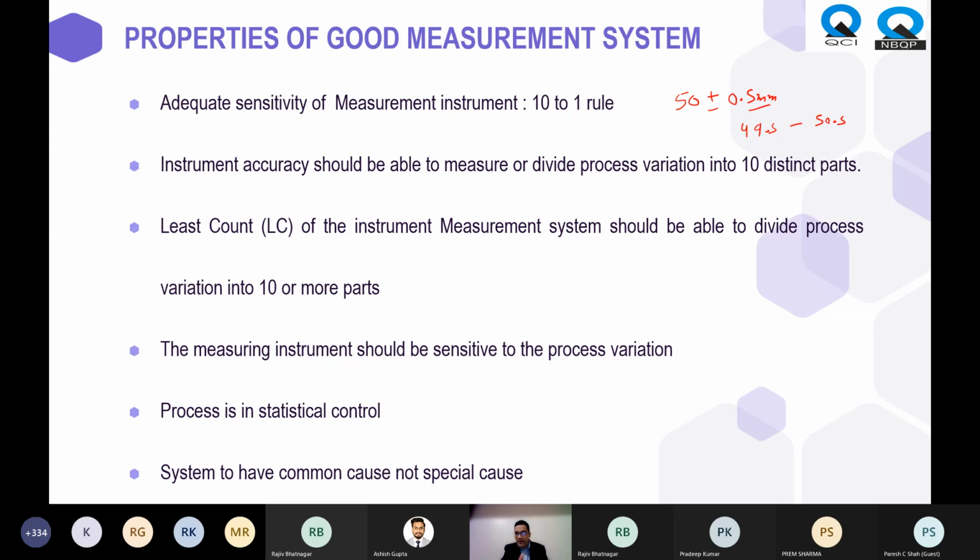The process is in statistical control, which we will see in a coming slide: what is statistical control and so on. The system should have common cause, not special cause. We will again see this in SPC.